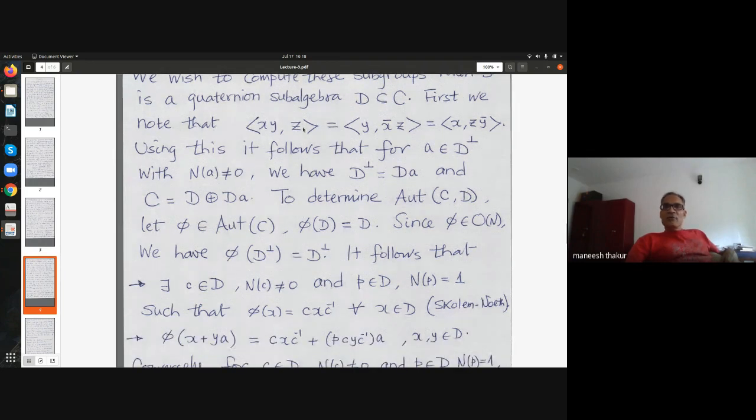Using this equation, it can be easily seen that if I pick an element A in D perp, with respect to the norm form, I take the perp of D and take any A in D perp which has non-zero norm, then we can write D perp as D times A.